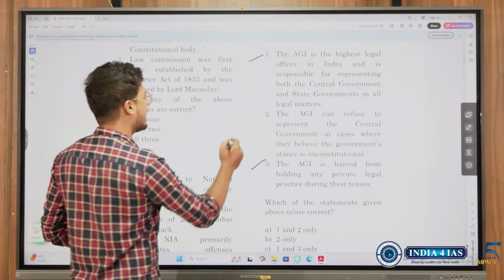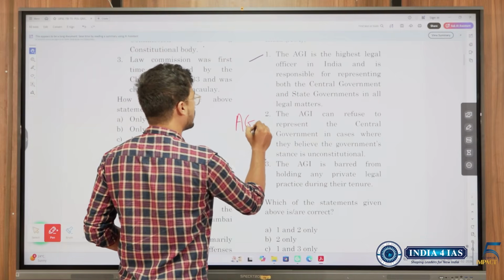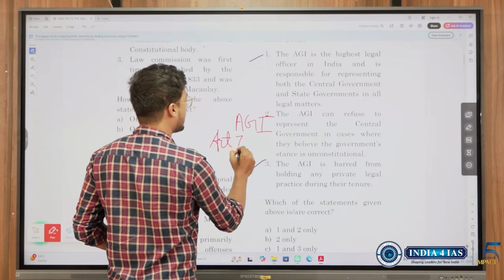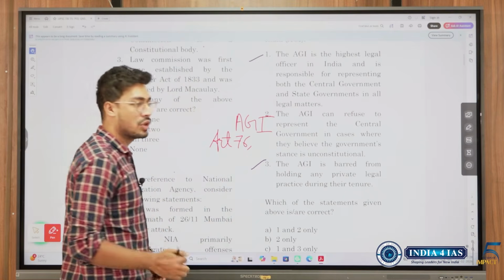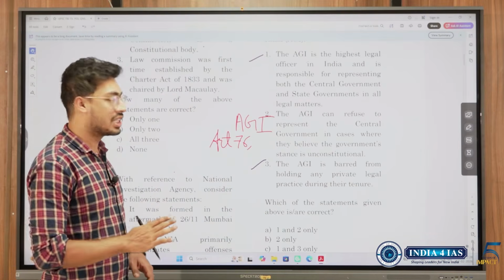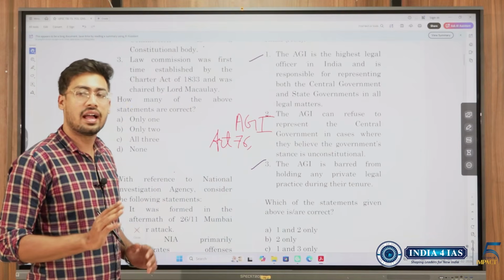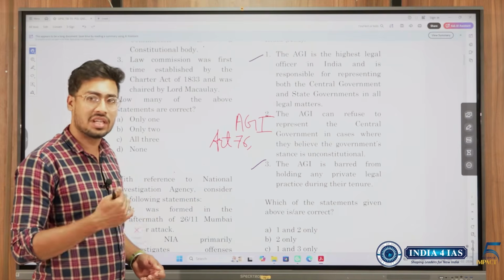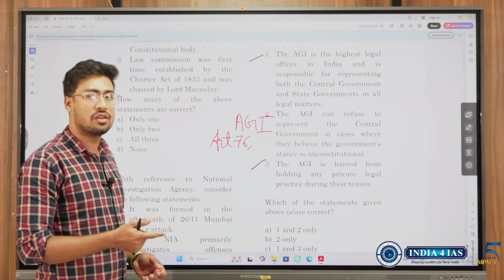Couple of things about AGI. See, AGI office, as we know, is established under Article 76. So AGI holds office during the pleasure of the President. So AGI does not have a fixed tenure of 5 years or 3 years. As much as the President wants the AGI to hold the office on the advice of the cabinet, only till then will the AGI hold.